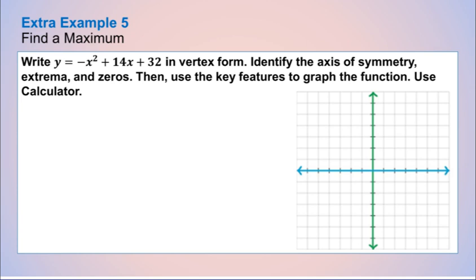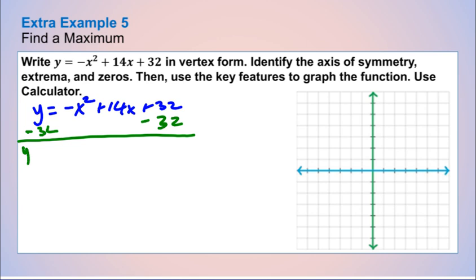So the first thing I'm going to do is just write it in vertex form. So right now I have y equaling negative x squared plus 14x plus 32. So I want to get this 32 to the other side by subtracting 32.